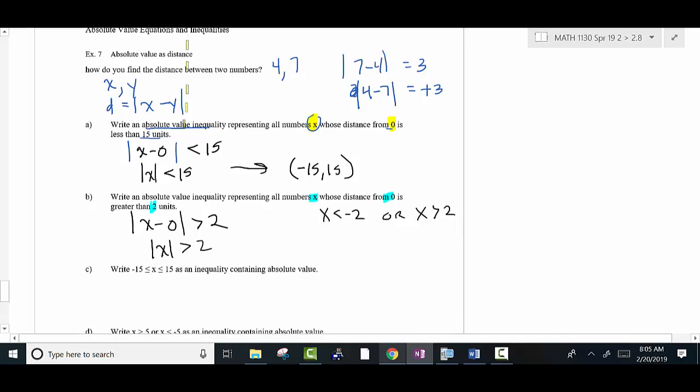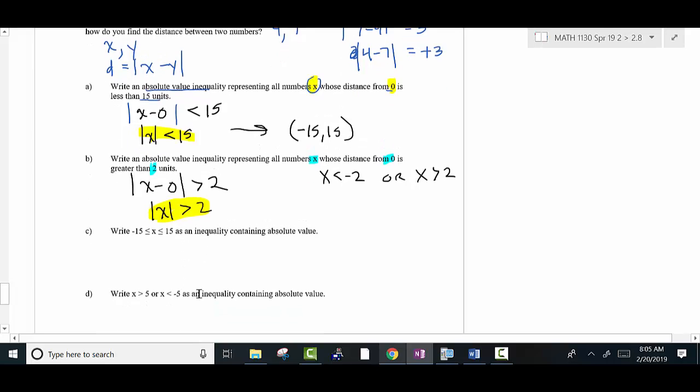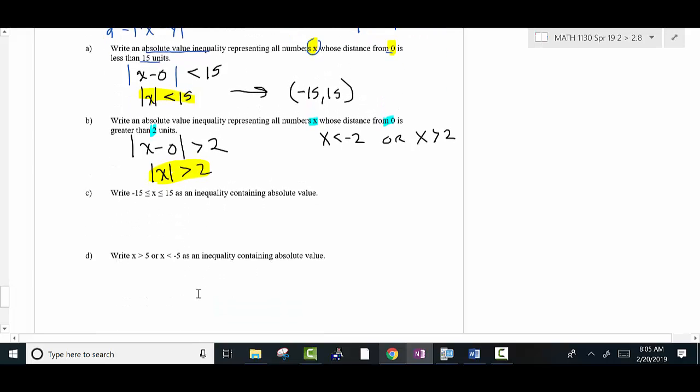The big thing I'm wanting you to get on this is how you use absolute value to write a distance. That's a big deal. You'll see that in calculus. And one of the hardest parts of Calc 1 at the beginning is when you learn that technical definition of a limit that has to do with an absolute value inequality. So it's helpful that you understand that.